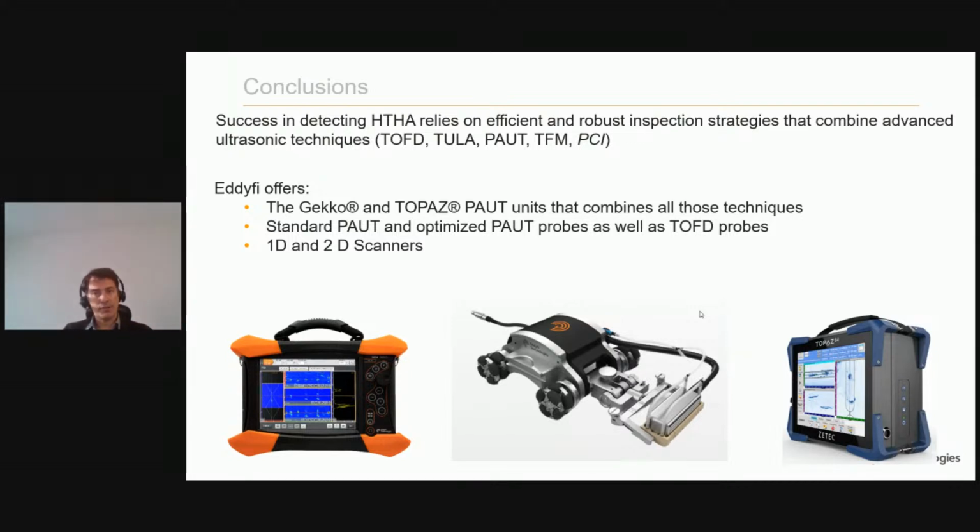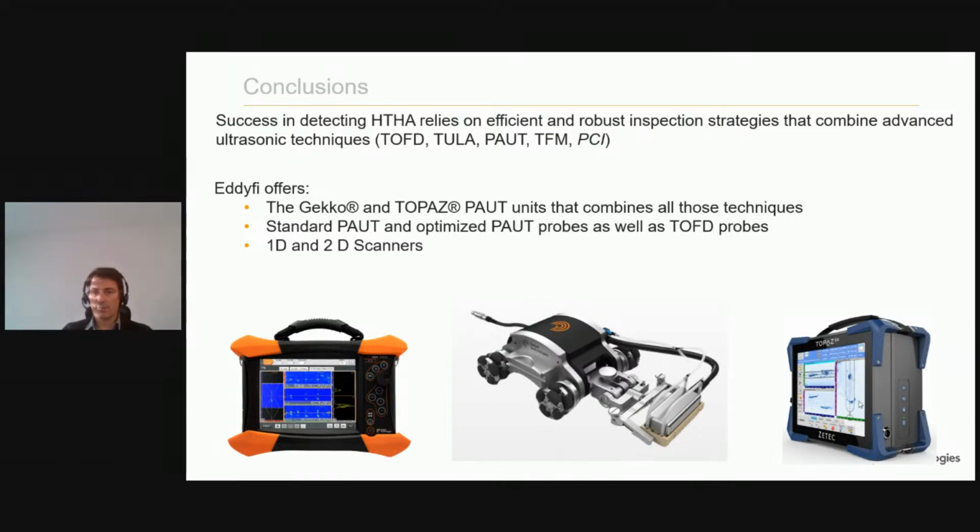So our friends at Lavender, and thanks Tim Armin for the discussion we had a couple of weeks ago, basically have a lot of samples and they can show you the different techniques on it. And of course, you need to have an efficient and robust inspection strategy that combines all these techniques that are part of API, not PCI, that's why it's in italic, and have an equipment that can provide you all these techniques. So at Eddyfi, we have the Gecko, which you have here on the left, and the Topaz 64.